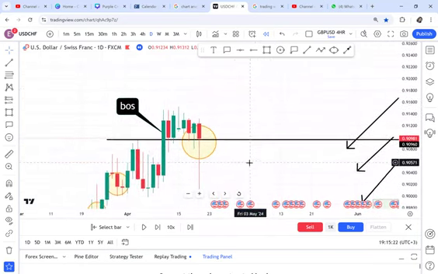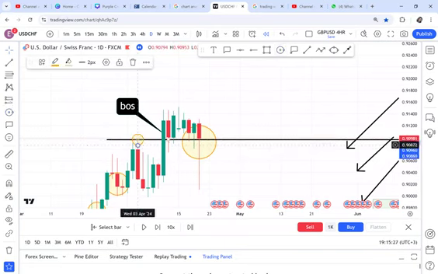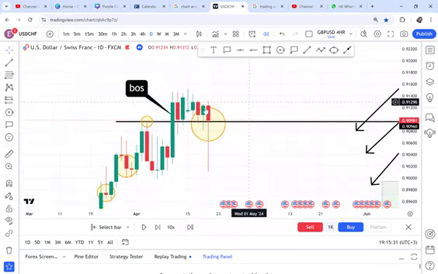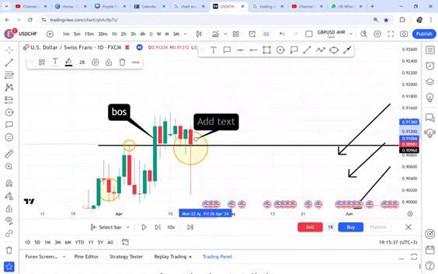So this is the first. The first thing is to identify your resistance. The second is to identify the breaking. Once you have the breaking, then you identify this candle. This is your magic. Once you identify this hammer, you will go to the 4 hour.